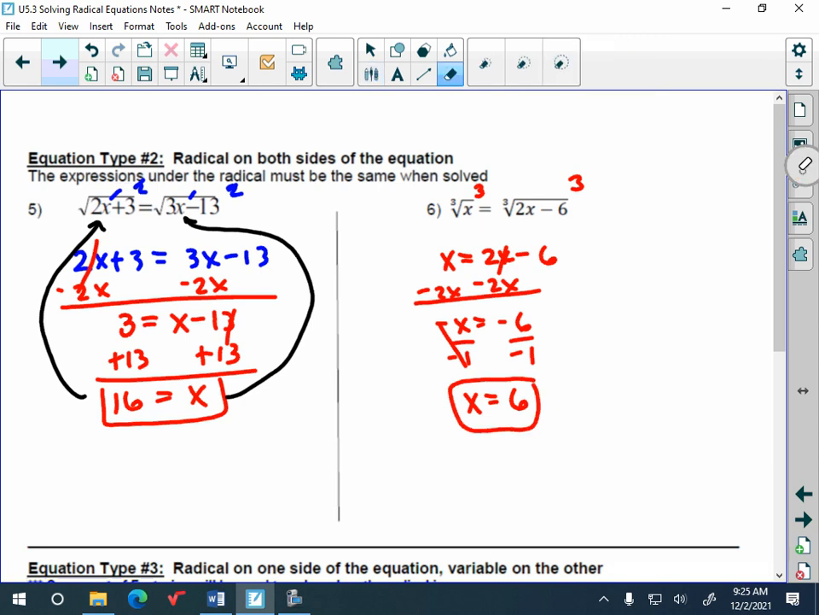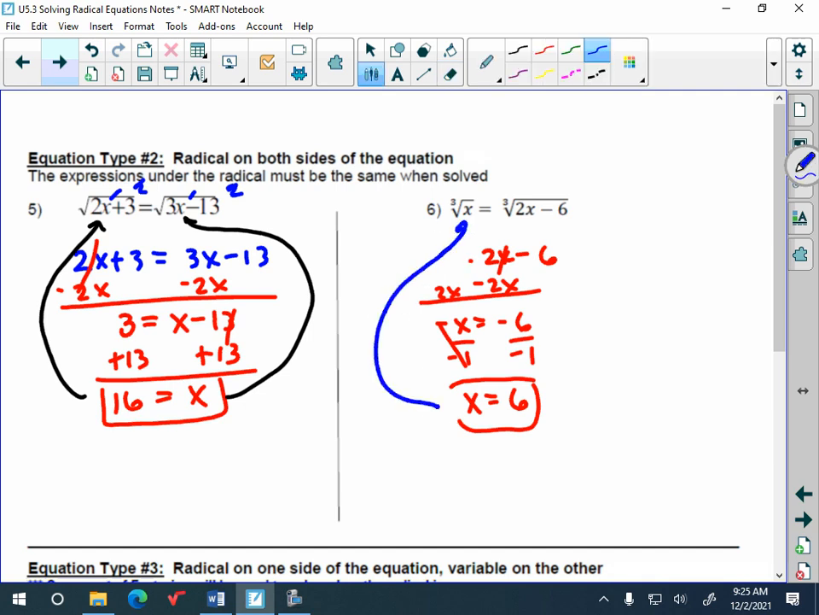All right, so now again, I'm just checking to make sure that the number underneath is the same on both sides. 6 here and 6 there. If I plug 6 in here, there's nothing to do, it's just 6. If I plug 6 in here, 2 times 6 is 12. 12 minus 6 is 6. So 6 underneath works. All right, so that's type 2.